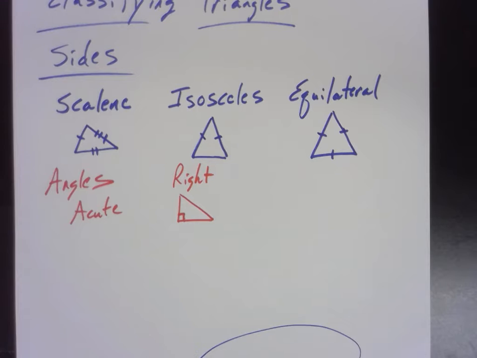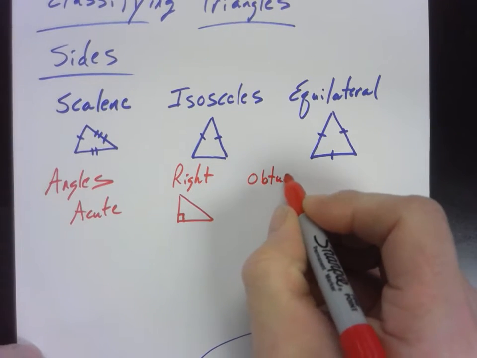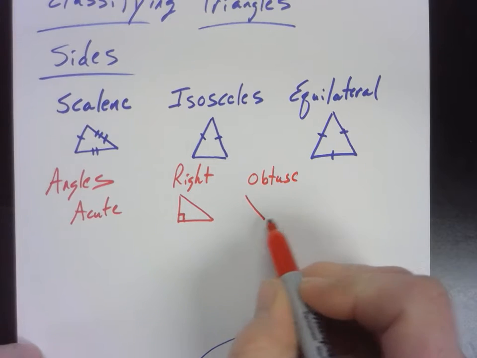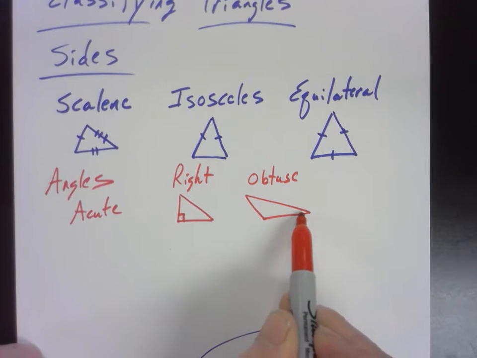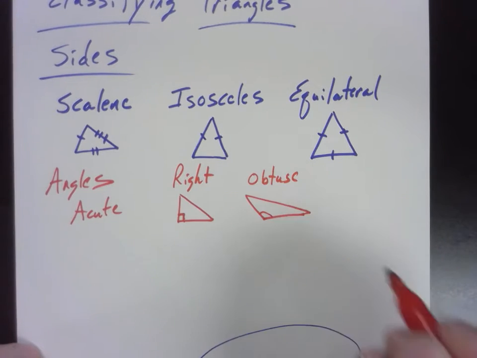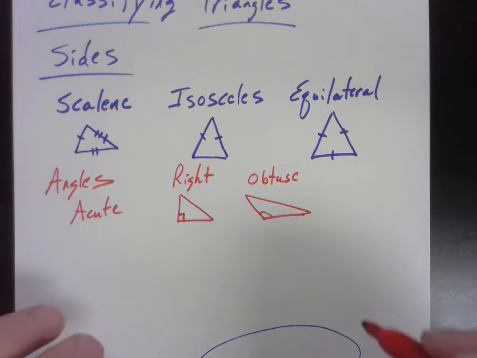What about obtuse? One angle is obtuse. Can we say it that way? So this angle right here is between 90 and 180 degrees. Can it have more than one obtuse angle? No, that wouldn't work, would it? And then we have equiangular.